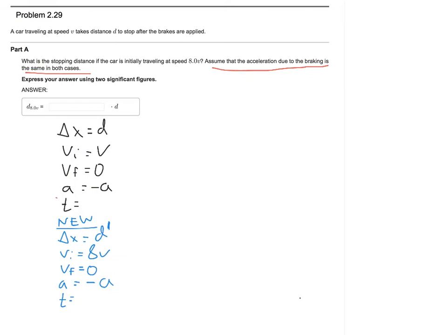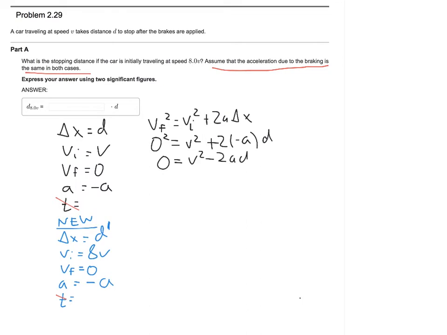We don't know time, don't care about time, so I'm going to use the VF squared equation for both of them. So for the original situation, we're going to have 0 squared equals v squared plus 2 times negative a d, which means we get 0 equals v squared minus 2ad, or v squared equals 2ad.